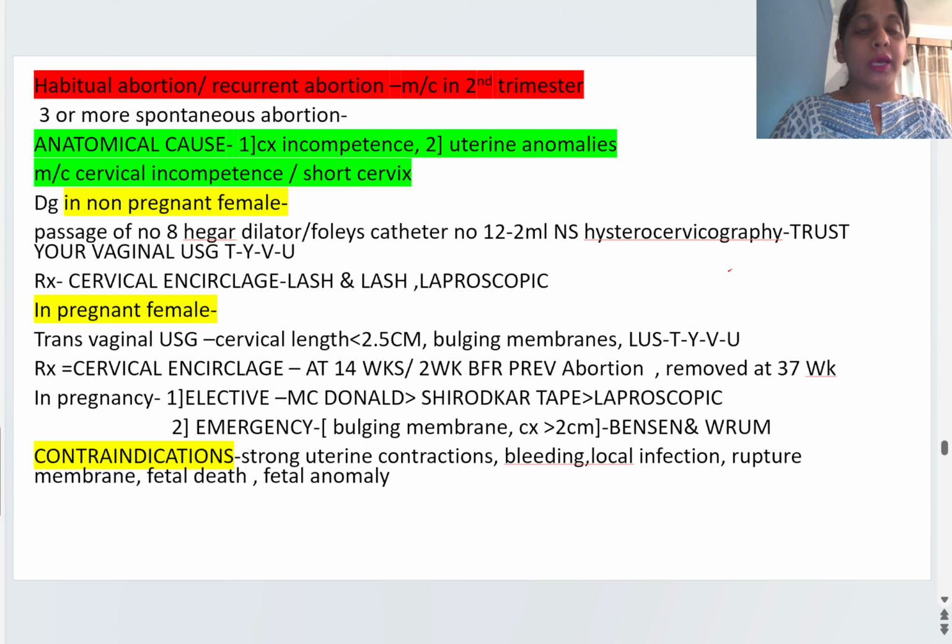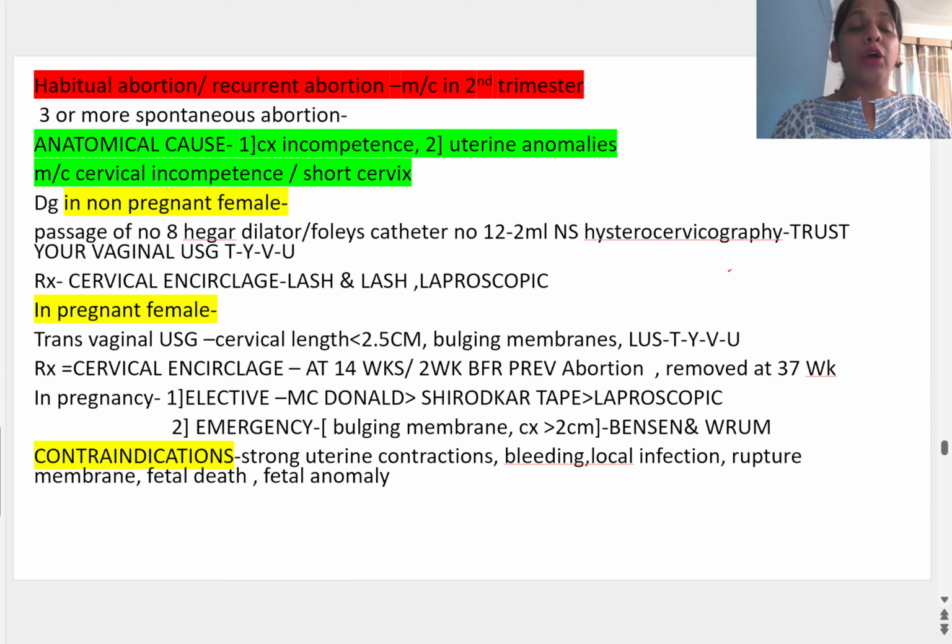Second trimester abortions usually occur due to anatomical defects, and because it is an anatomical defect, they occur again and again. Second trimester abortions are usually habitual or recurrent abortion. The definition of recurrent abortion is three or more spontaneous abortions.